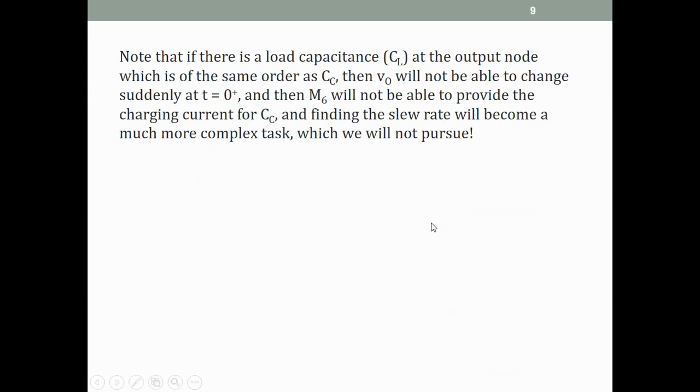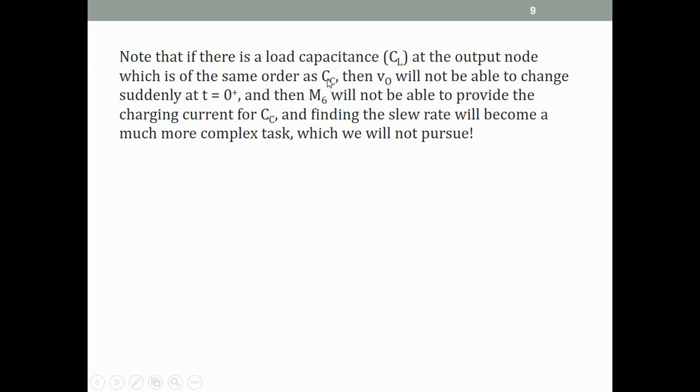Okay, one comment. So this is a very simple analysis because we assume that only Cc was present. In real circuits, there will be a load capacitance at the output node, which is more often than not of the same order as Cc, in which case we have two capacitors that we have to think about while analyzing for slew rate, Cc and Cl.